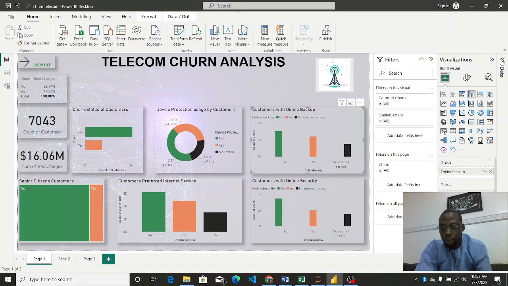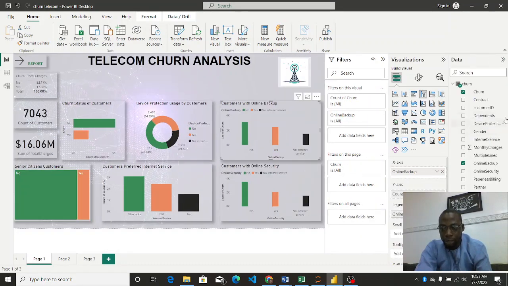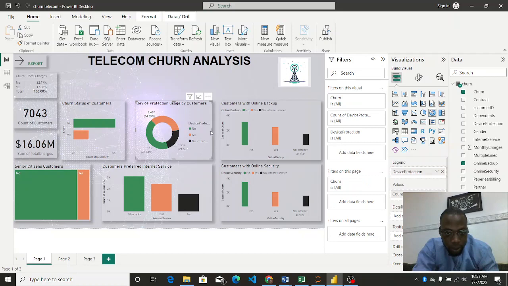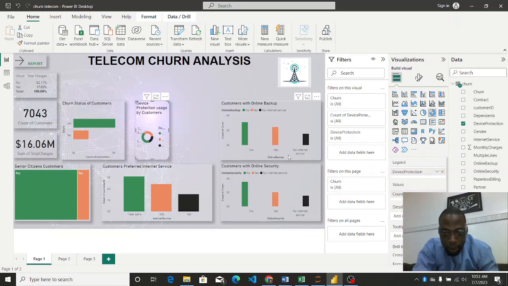We can also buttress our points from the secondary metrics we talked about. Let me make this smaller so we can buttress the points.